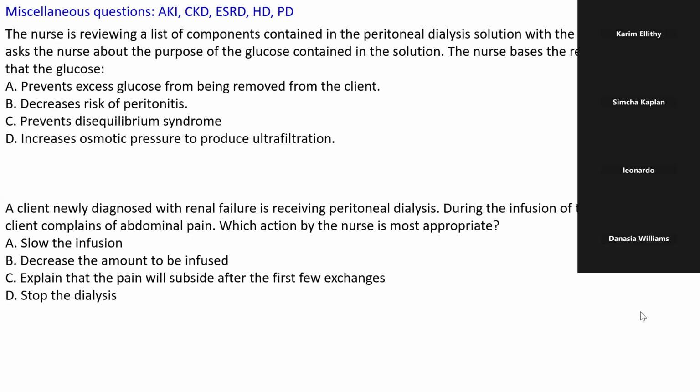Yes. A client newly diagnosed with renal failure is receiving peritoneal dialysis. During the infusion of the dialysate, the client complains of abdominal pain. Which action by the nurse is most appropriate? Okay, so during the infusion of the dialysate, the client complains of abdominal pain. Now, actions. So pain during the inflow of the dialysate. We said inflow, dwell, and then drain.